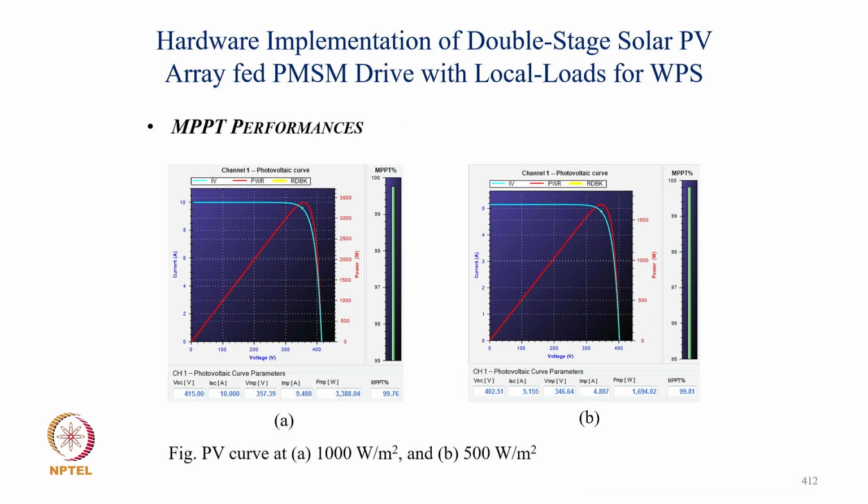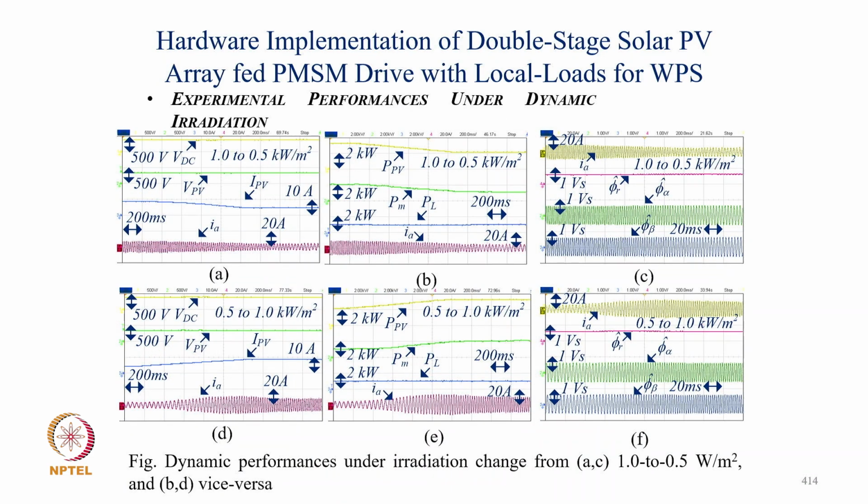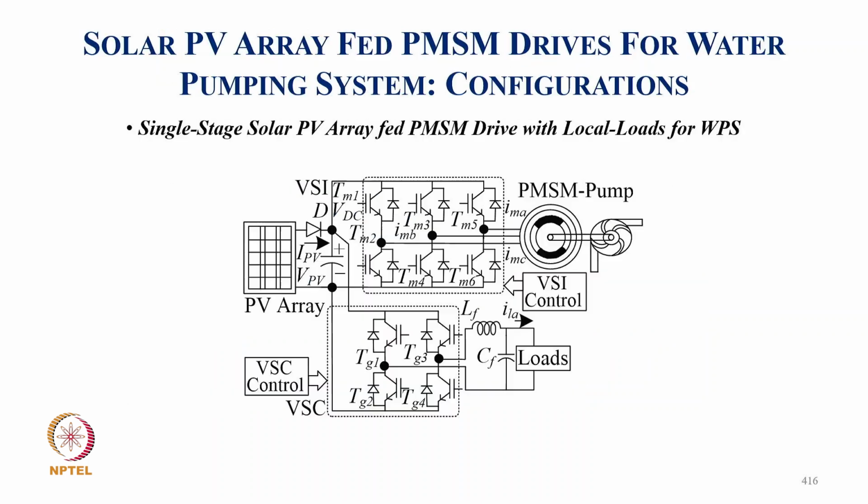And these are the test results for MPPT at 1000 watt per meter square and 500 watt per meter square. These are the responses, you can call it load voltage, load current, load power, and the motor current. Similarly, along with the position, we also have PV voltage and all the responses of the estimated flux linkages phi alpha and phi beta, and the position estimation, and the response for a change of PV power, and the starting response to solar insolation of 1000 and 500 watt per meter square.